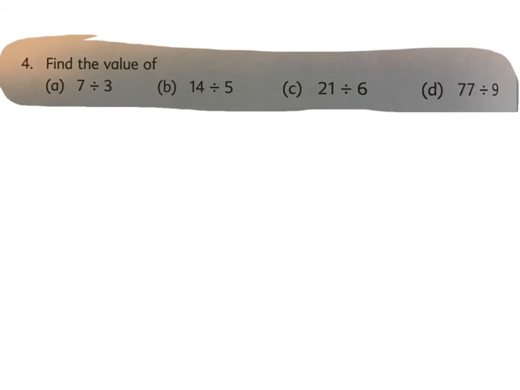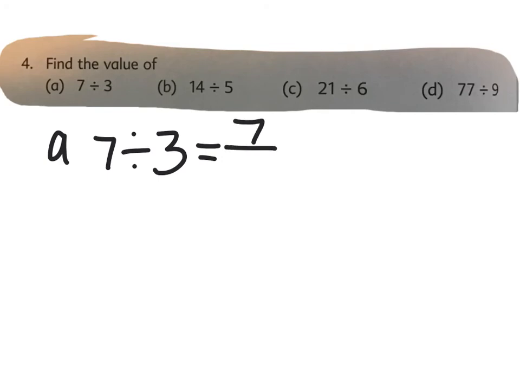Pause this and find the answers, and then come back and see if you got them right. All right, let's do A first. 7 divided by 3 equals, so I could do 7 divided by 3 this way, this method.